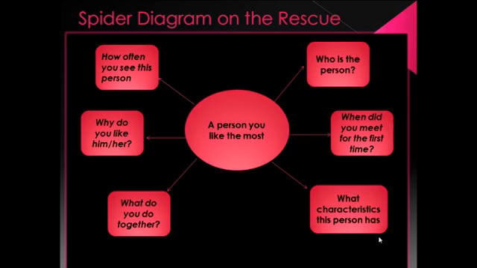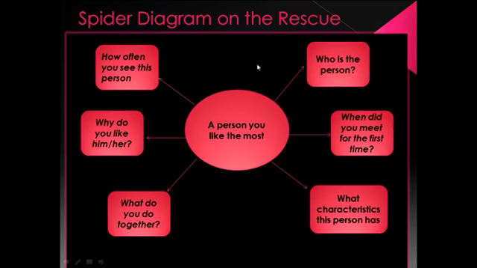But here, the questions that you would be asked are, like, who is the person. Now you will not start writing the questions there in your spider diagram. This is just to display the question right in front of you, to show how the cue card will be asked: speak and talk about a person you like the most. So what will the bullet points be? The first bullet point will be: who is the person. Next bullet point will be: when did you meet for the first time. Okay, next question asked is: what characteristics does this person have. Next is: what do you do together. Next: why do you like him or her. Then the last one is: how often do you see this person.